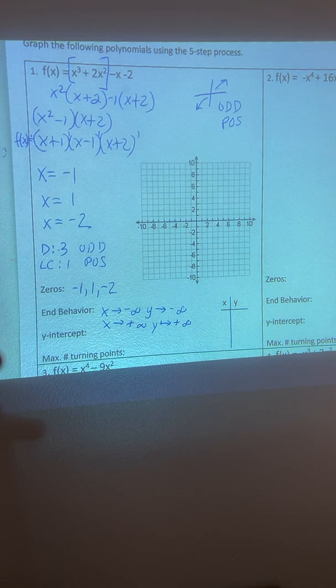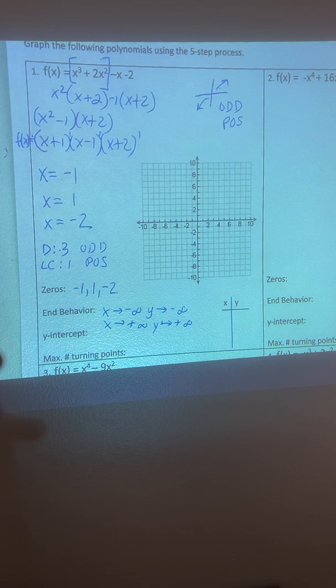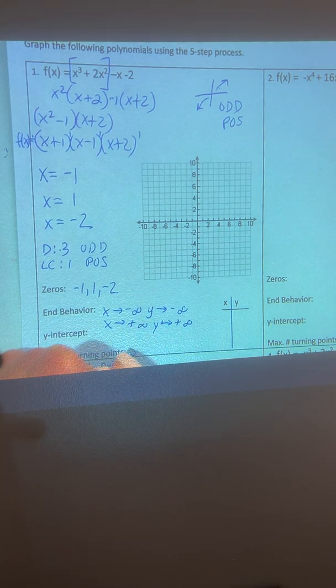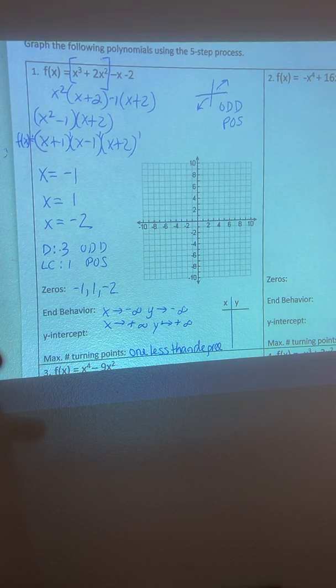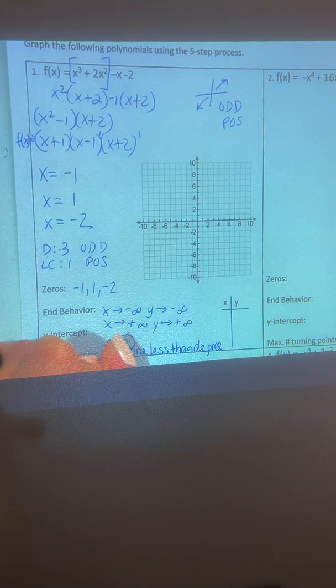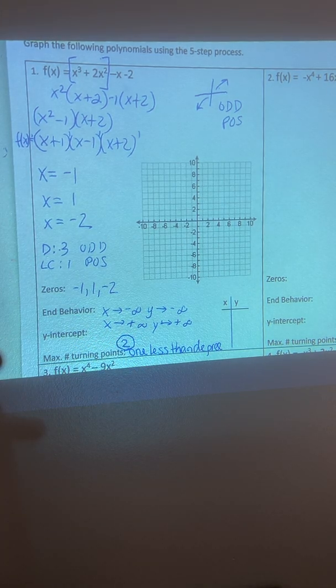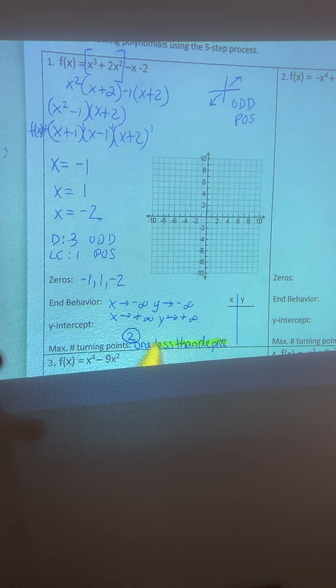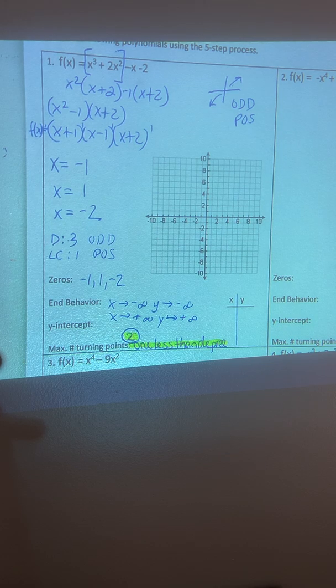Maximum number of turning points. The definition of it is 1 less than the degree. So what's my degree? Degree is 3, so the maximum number of turning points is 2. All right, so make sure you understand that. Okay, that's the definition.